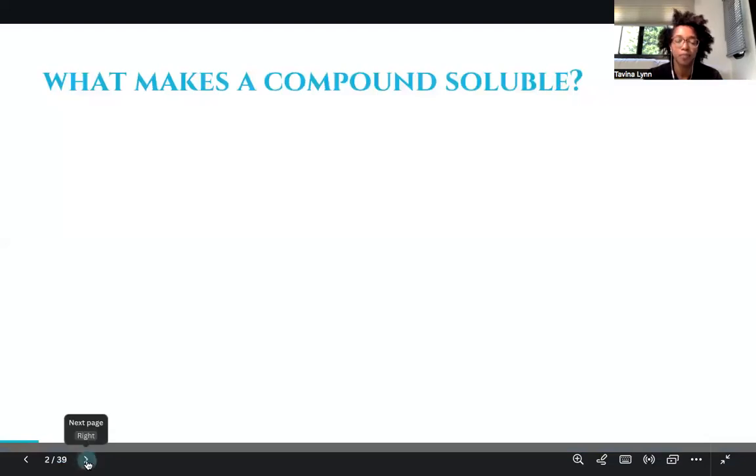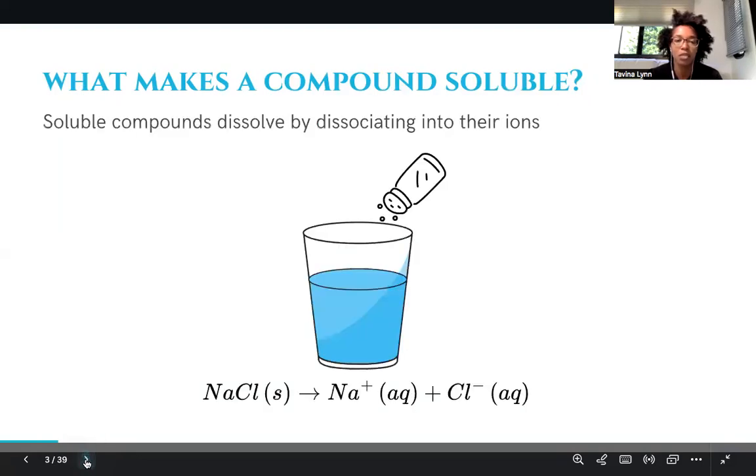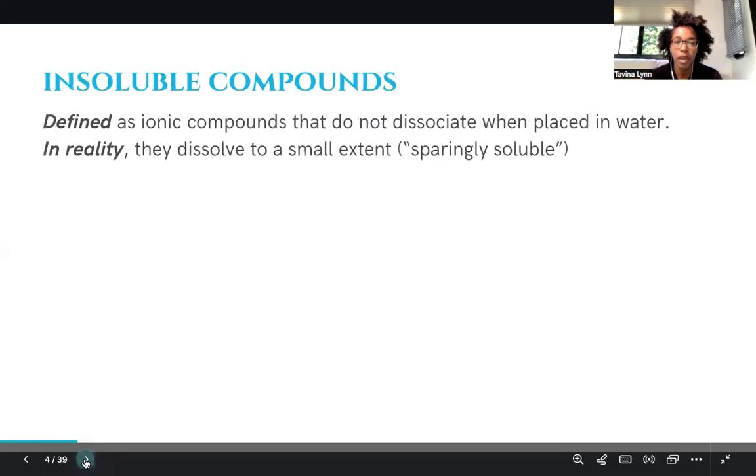So remember, we've defined solubility, right? What makes a compound soluble is its ability to dissociate into its ions, dissociate or ionize, like we see with table salt. If we add it in water, we see it ionize, and we say that's what makes a compound soluble. And we define insoluble as ionic compounds that don't dissociate when placed in water.